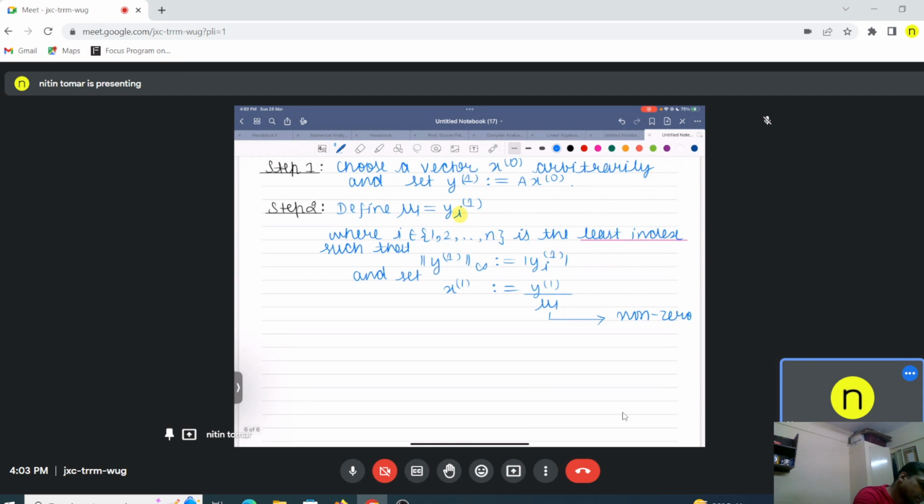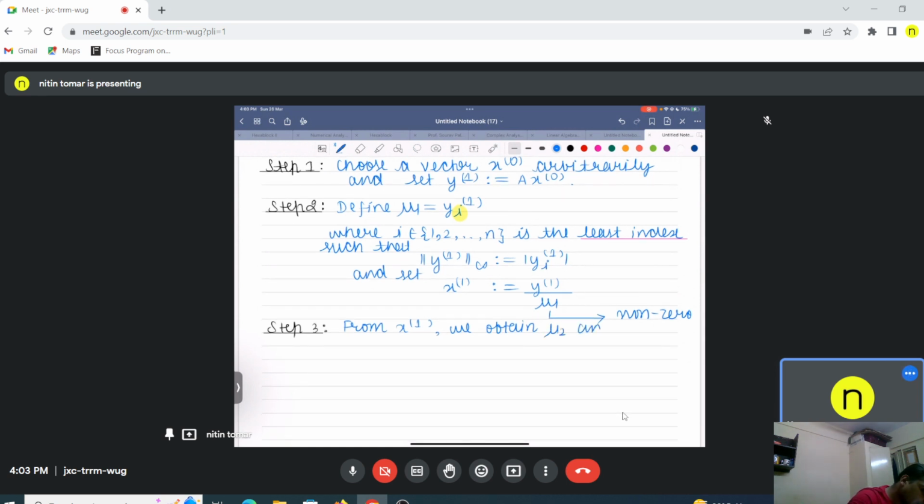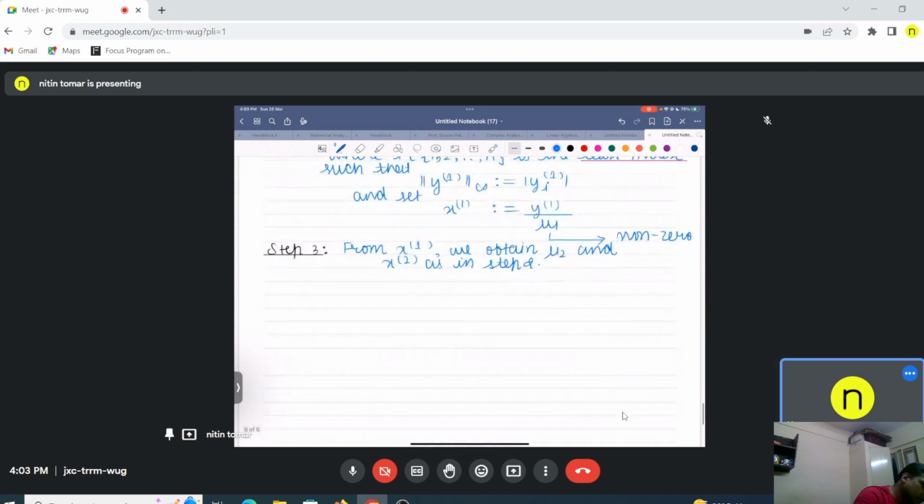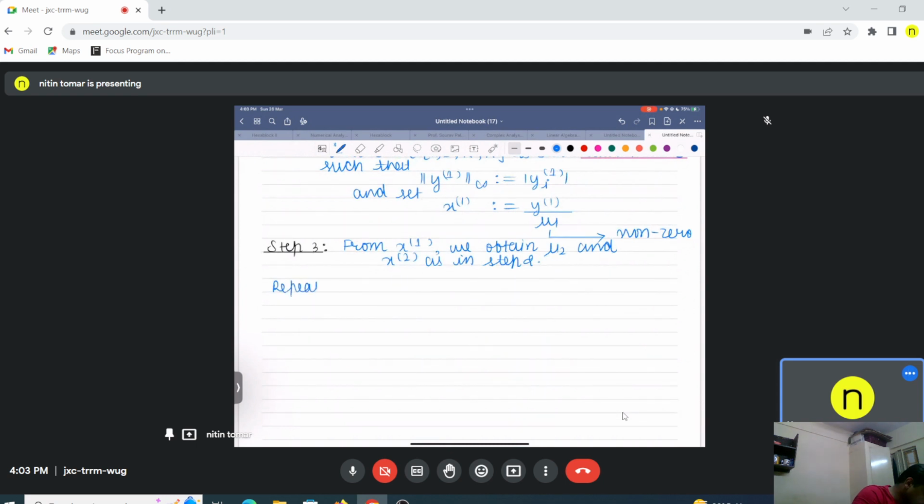Step 3. Now step 3 is to repeat this process again. From x1 now you obtain mu2 and x power 2 as in step 2. Now repeat this procedure.